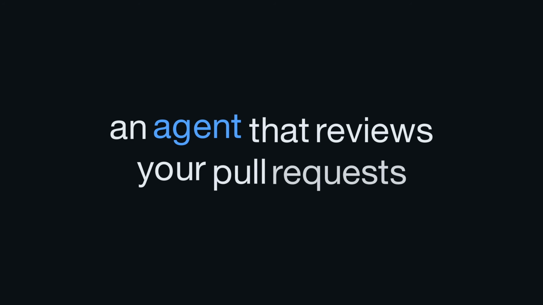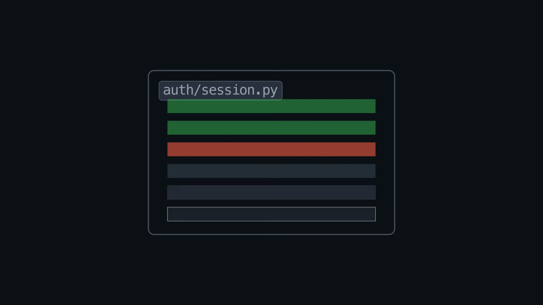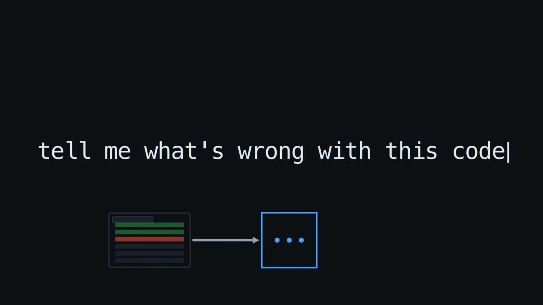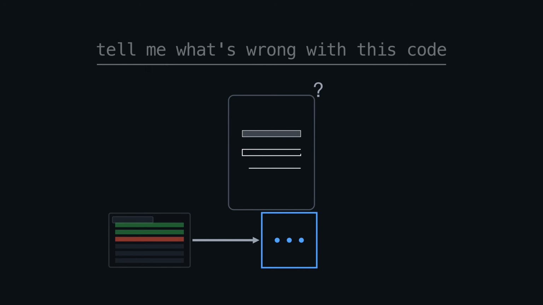Okay, today we are going to build an agent that reviews your pull requests. And here's the plan. We will take the difference of your code which you have added or deleted. We'll give it to maybe OpenAI or Anthropic API key with a completion prompt. And in the prompt, we will write, okay, tell me what's wrong with this code. And hopefully expect some good comments out of that LLM.